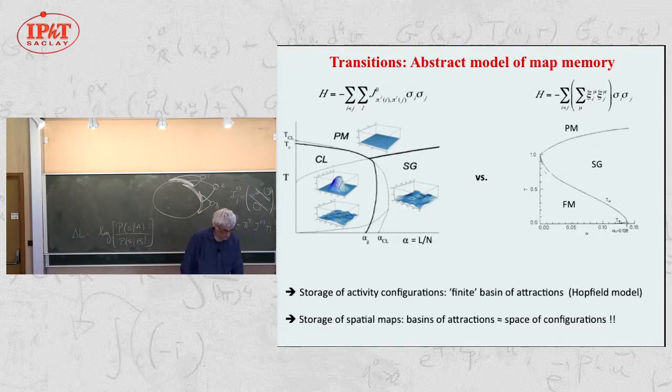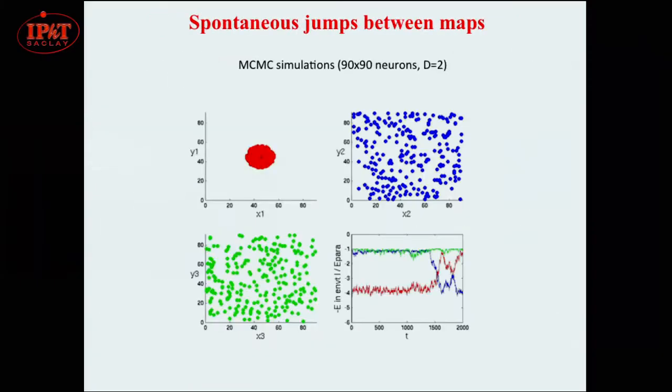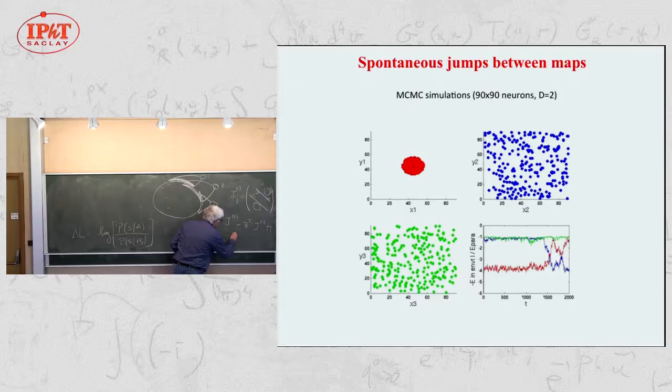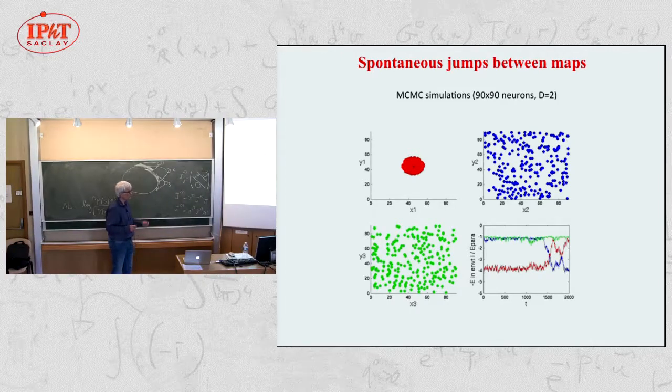Okay, so let me show you one simulation of the model so that you better understand what is going on. This is a case where you have 3 matrices, so there are 2 random permutations, and the number of neurons I think is 1,000 here. And this is 2D, 30 by 30, I don't remember. Yeah, 90 by 90.